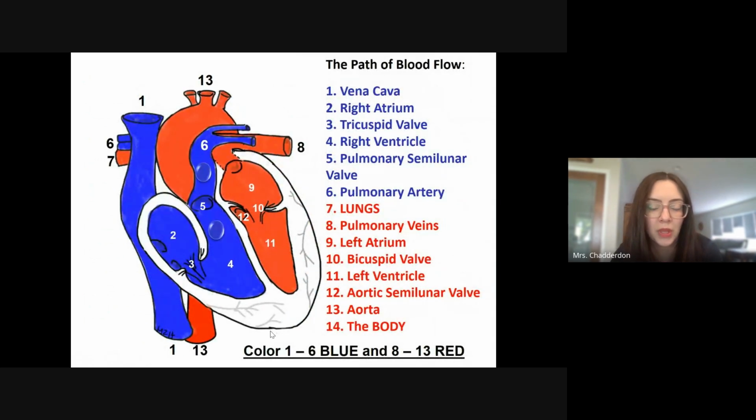And here's just showing you the blood flow through the heart. Okay. So you see those little circles. The blue is deoxygenated blood comes in, goes out to the lungs. Now it comes back from the lungs, goes out through the aorta to the cells. Okay. And that is the path that blood flows through the heart. Again, you'll color 1 through 6 blue, 8 through 13 red.